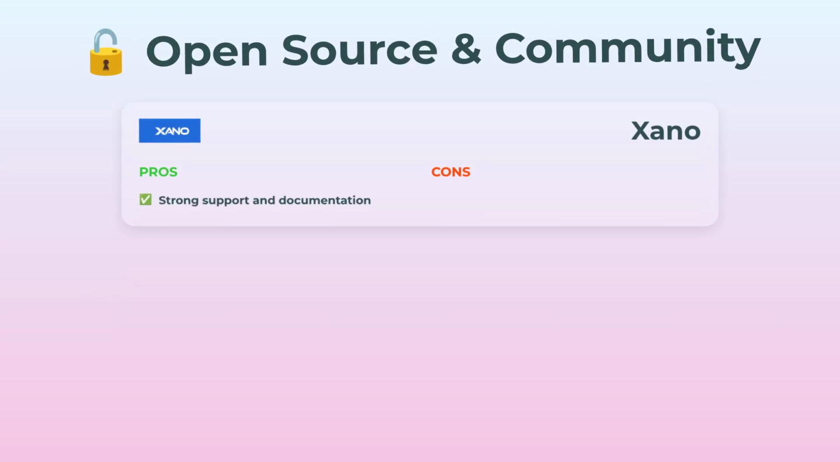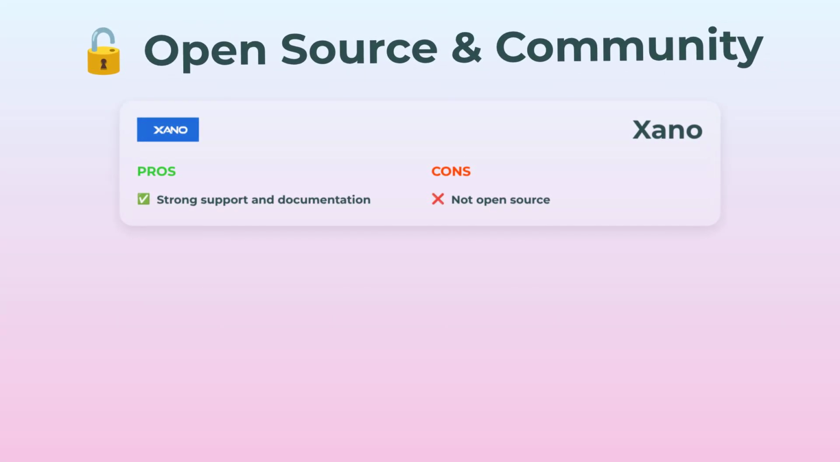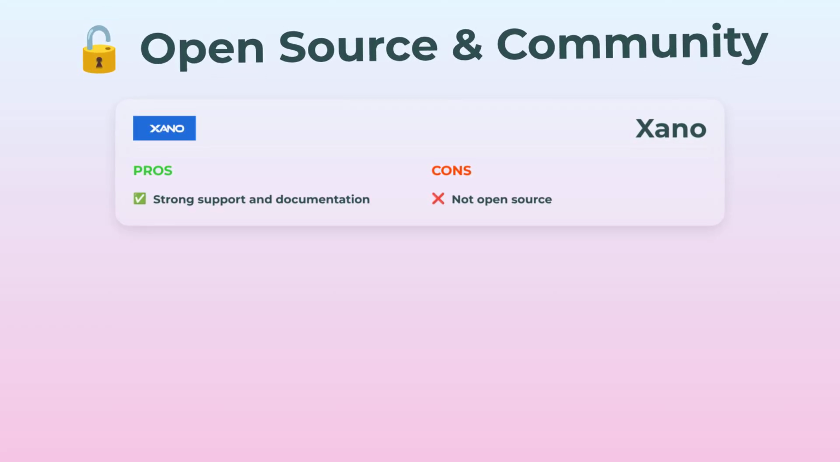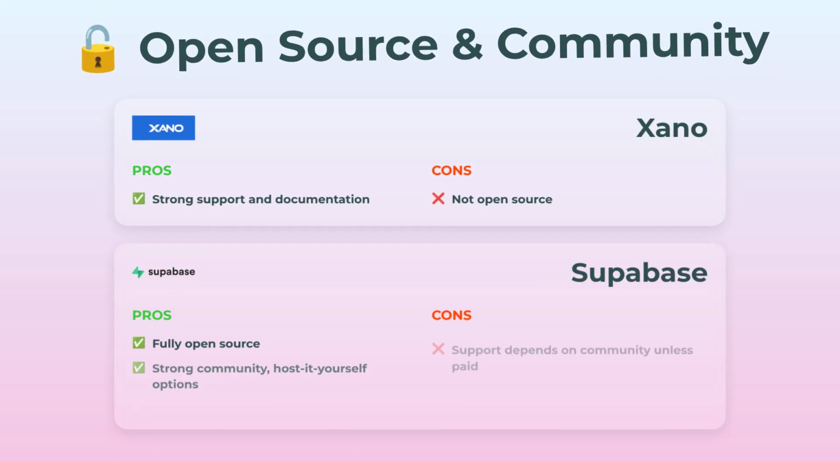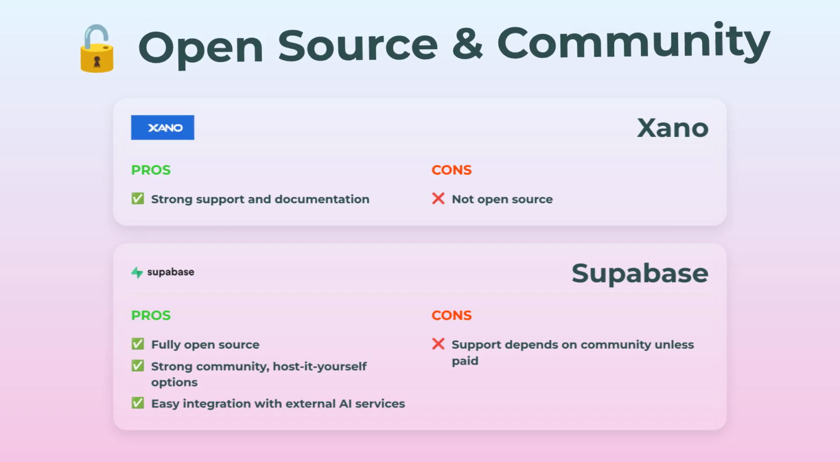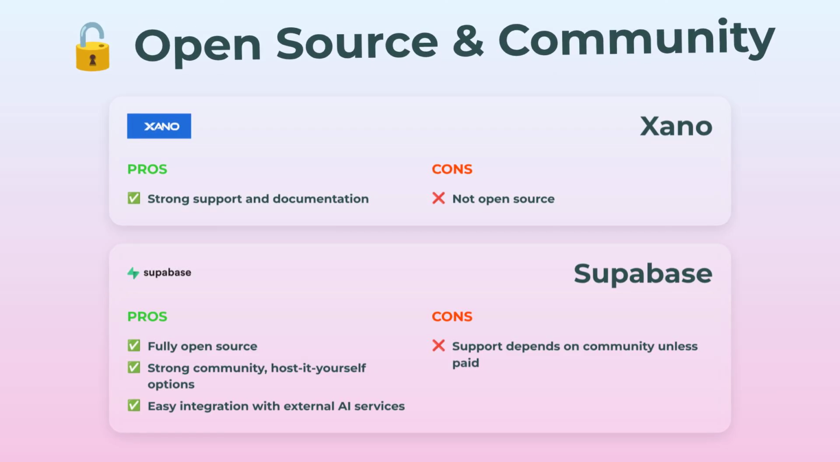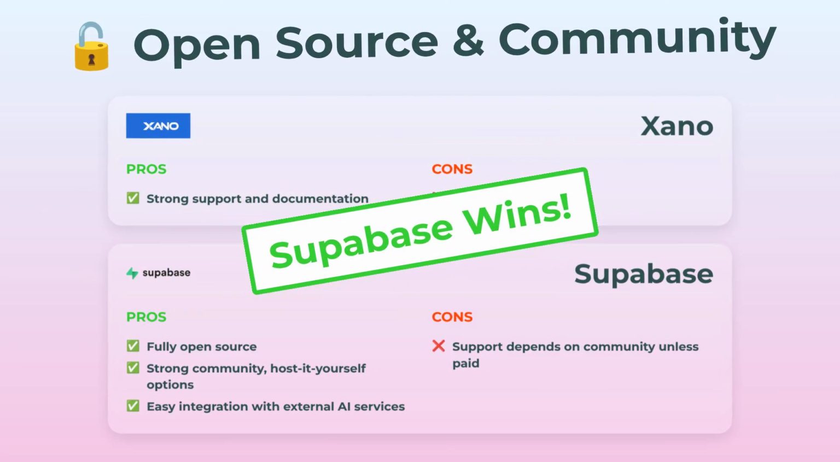Now, let's talk open source and community. Because, come on, people love open source in 2025. Xano is well documented and has good support channels, but it's pretty much closed. Supabase, though, this one waves the open source flag loud. Tons of community projects. You can self-host if you're feeling adventurous, and it's super easy to plug it into all sorts of AI things floating around out there. The catch? If you want help, it's usually forum warriors unless you pay. So yeah, Supabase grabs the win here without even trying.